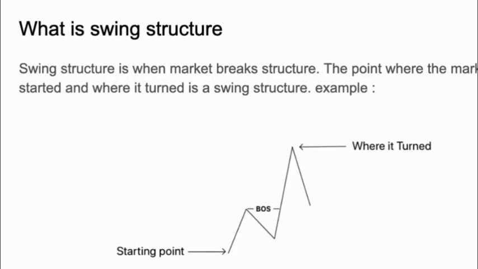What is a swing structure? Swing structure is when the market breaks structure. The point where the market starts and where it turned is a swing structure. Example, like I have on my screen right now. Take for instance, the market is on an uptrend and this is the starting point, and it breaks structure. As it breaks structure and turns, from here to here becomes the swing structure. This is where it starts and this is where it turns. So where it turns becomes the swing structure.